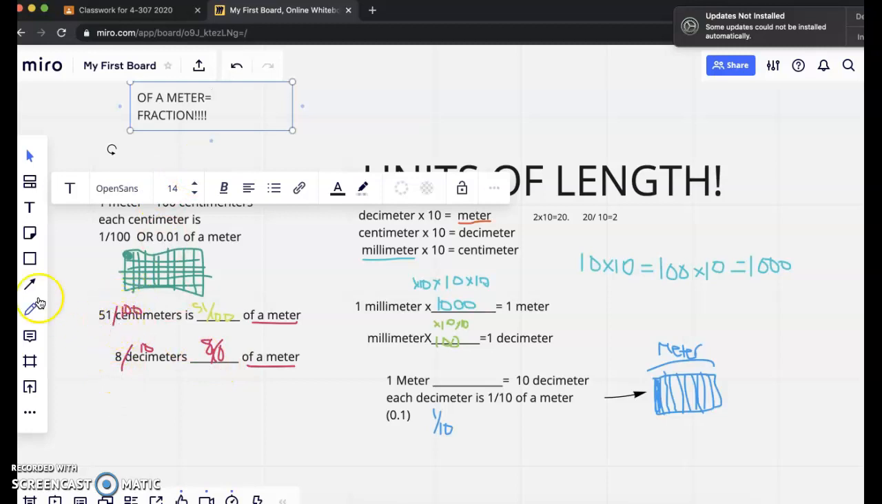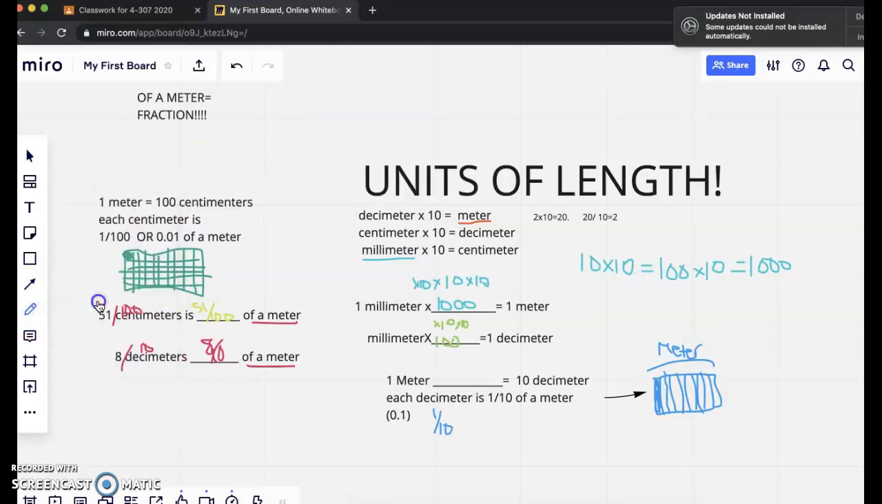Then you look at this. Centimeters will mean over 100. Decimeters will mean over 10. Centimeters, over 100. Decimeters, over 10. And then you just take whatever numbers they give you: 8 over 10 for decimeters, 51 over 100 for centimeters. You just take the number on the front and put it on top of whatever number this will be. That's when you see "of a meter" at the end.